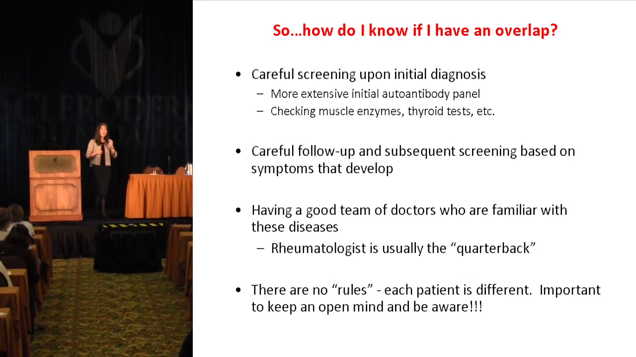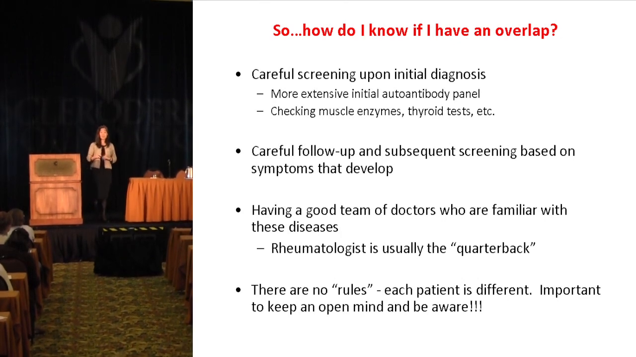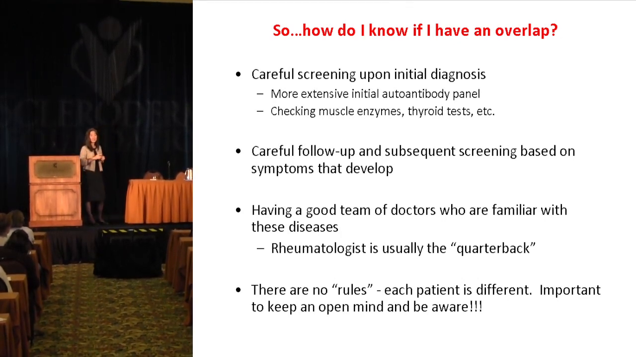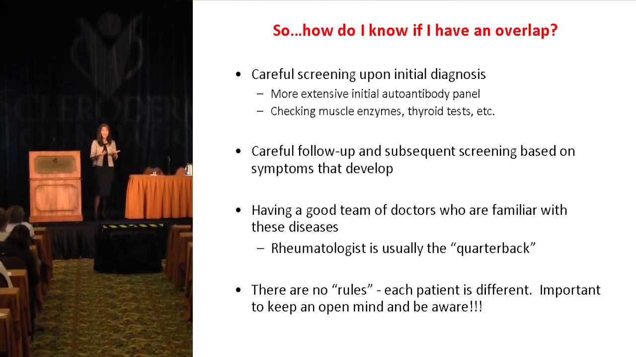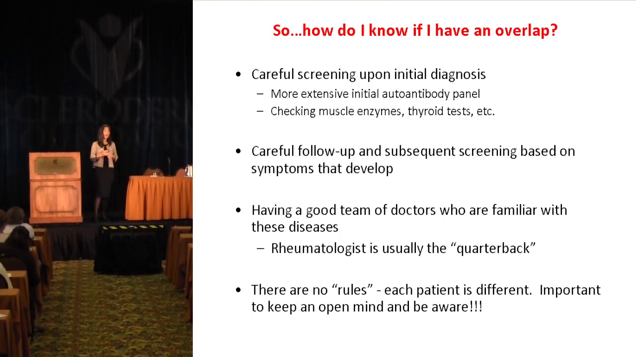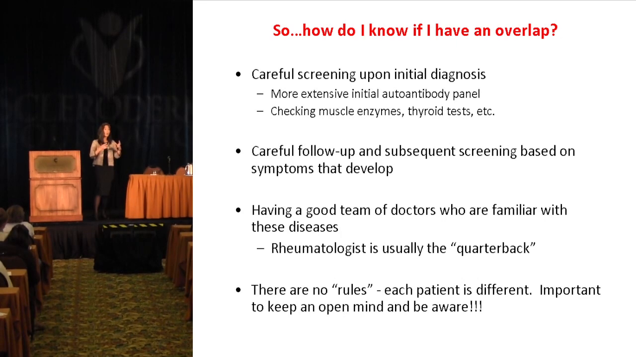I think the most important thing is having a really good team of doctors who are familiar with these diseases. I like to encourage patients to try to go to an academic center, especially one that specializes in scleroderma, because these are rare conditions. And I'll tell you that at UCSF, where I've been referring a lot of my patients, they go to other specialists, ophthalmologists, GI doctors, lung doctors.